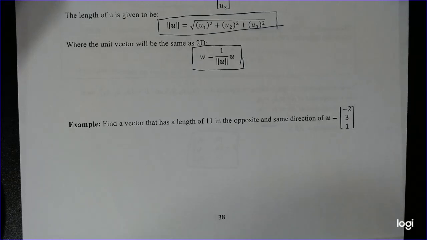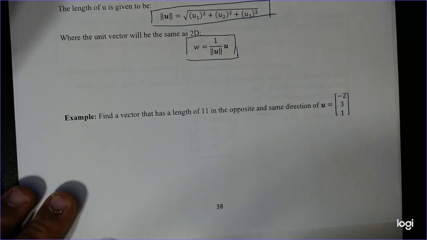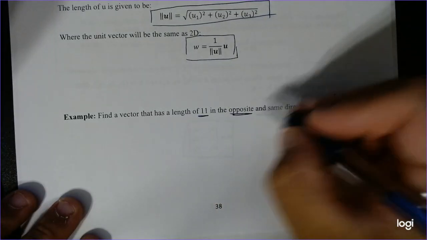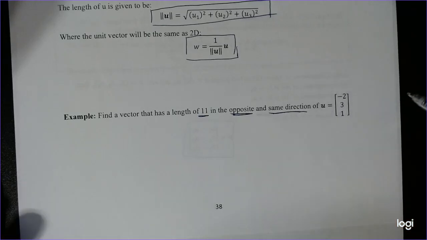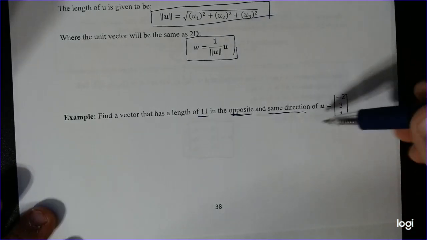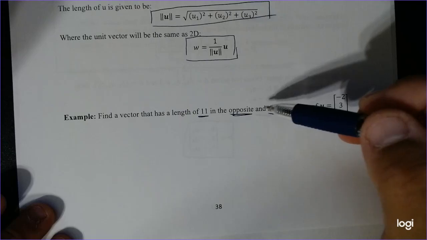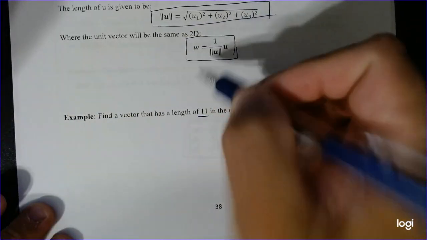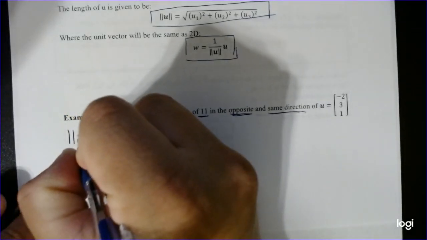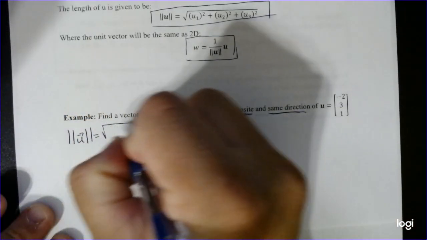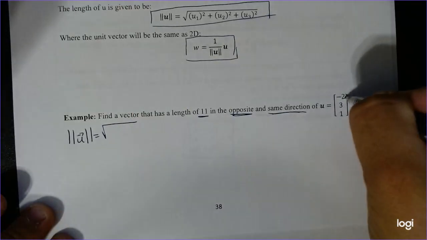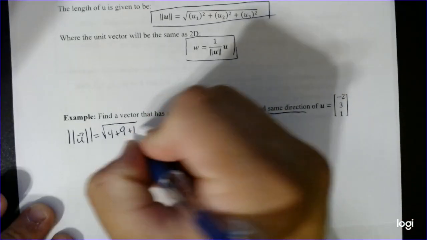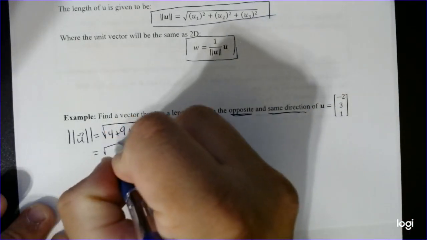So just doing some practice problems. Find the vector that has length of 11 and is in the opposite direction of u. Okay. All right. So first thing we're going to do is find the same direction vector, so we're going to take the unit vector of it. So we're just going to find the length of u first. So this is going to be the square root of each component squared. So this squared is 4, this squared is 9, and this squared is 1. So the square root of 15.